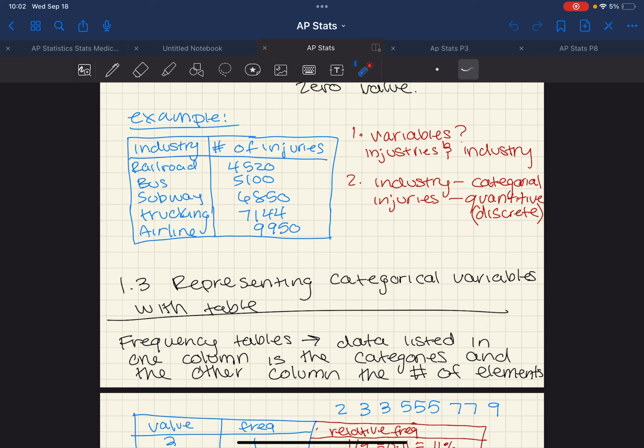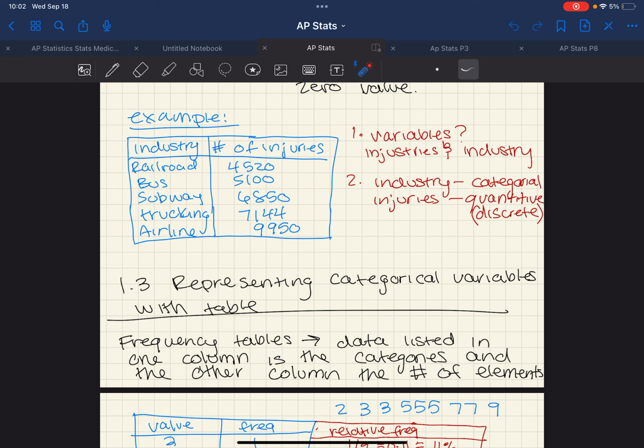If we were to look at this table and make a prediction off of the table, one prediction we could make is, hey, it's safer to work at a railroad because it has fewer injuries. However, that prediction would only be true if we didn't have any other data based off this.